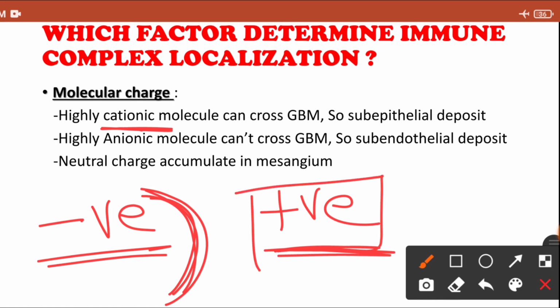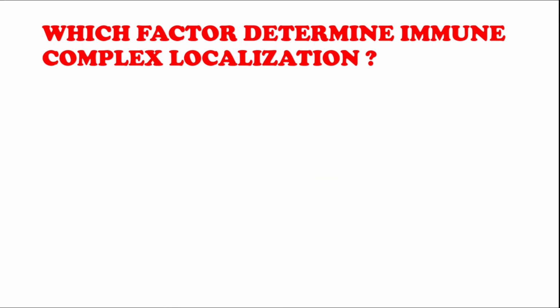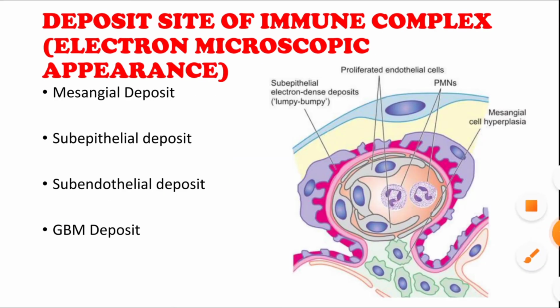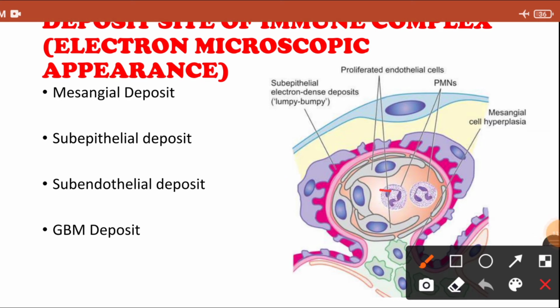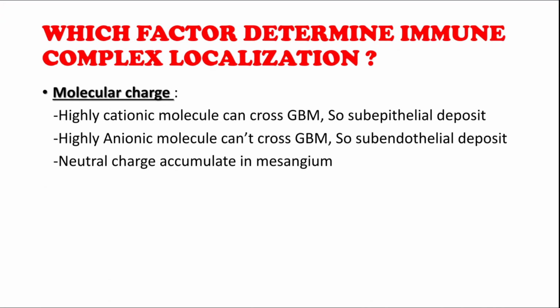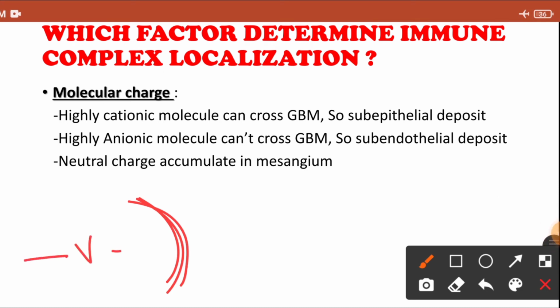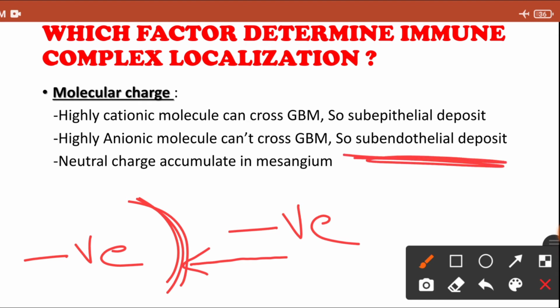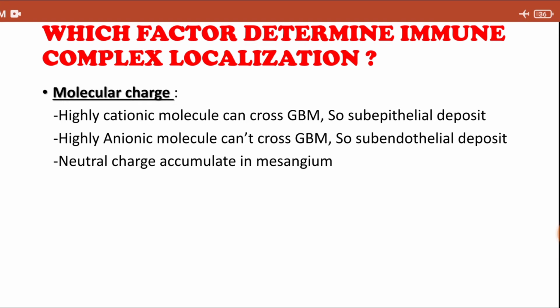So a positively charged molecule can cross the GBM, and so the deposit will be in the subepithelial region. Understand? If the charge is positive, then it can cross this glomerular basement membrane, and so the deposit is in the subepithelial region. But if the molecule is negatively charged, it cannot cross the glomerular basement membrane. So obviously you can understand that it will get deposited on the inner side of the GBM, that is, subendothelial deposit. And if the molecule is of neutral charge, then it will accumulate in the mesangium.